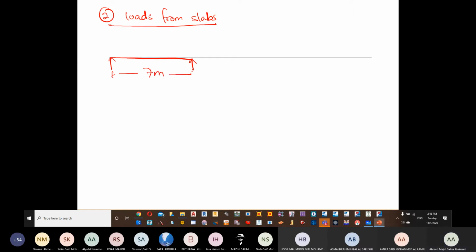Okay, now the other load, which is loads from slabs. The first thing I need to understand is the shape. Was it a UDL or is it a triangle and trapezoidal? So this is my beam. It's having 7 meter length.